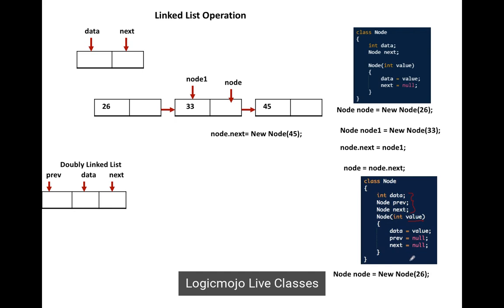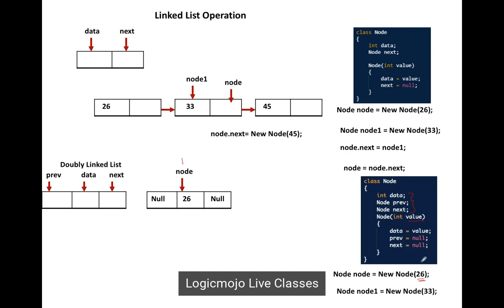So let's say we create the instance of this class. So node equal to new node, and here we are passing the value as 26. It means we pass this value to the constructor of this class and it will assign this value to this data. So basically we'll create a node, that is the instance of this class node, which will start pointing to this doubly linked list node, where the previous is null, the next is null, and the data is 26.